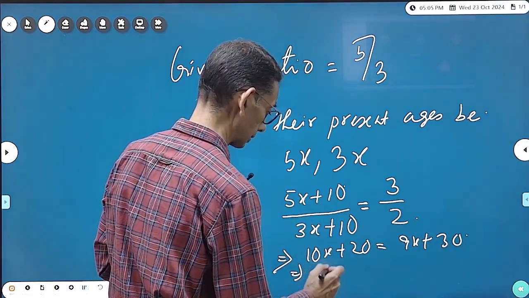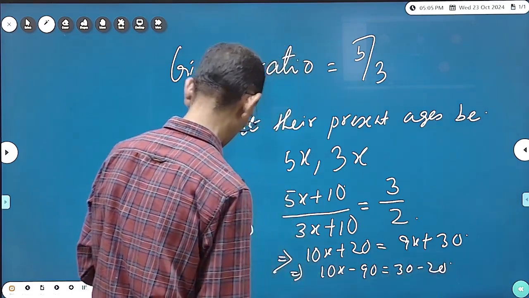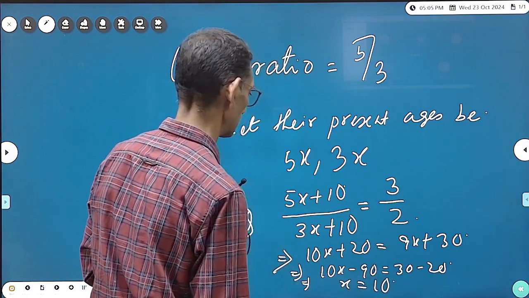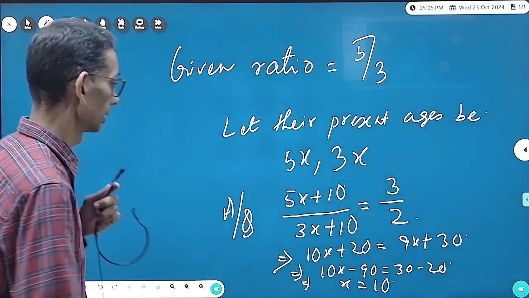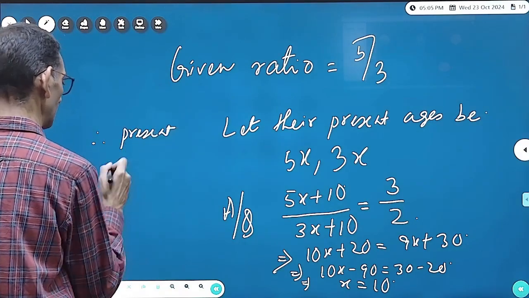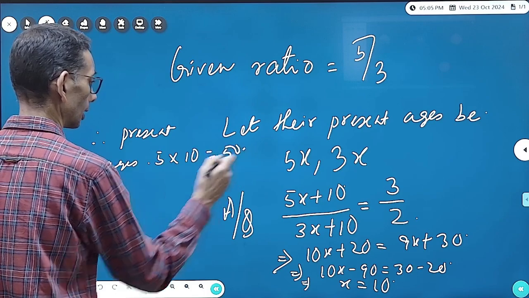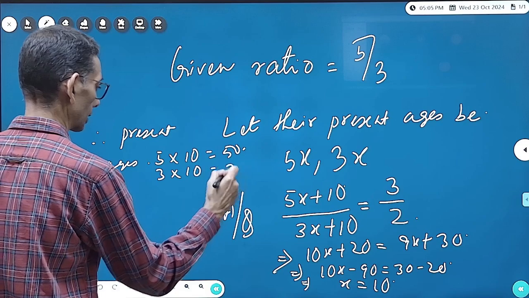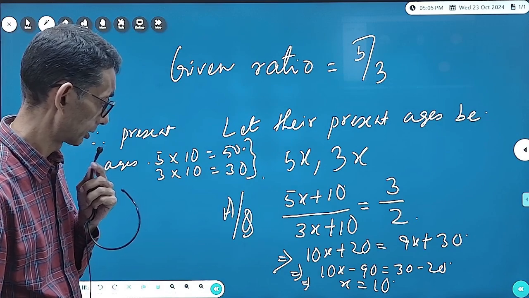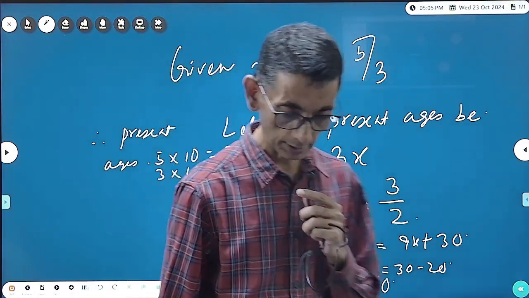10x minus 9x equals 30 minus 20. This implies x is equal to 10. Therefore their present ages are 5 into 10, 50, and 3 into 10, 30. So their present ages will be 50 and 30. This is 9x. 10x minus 9x.